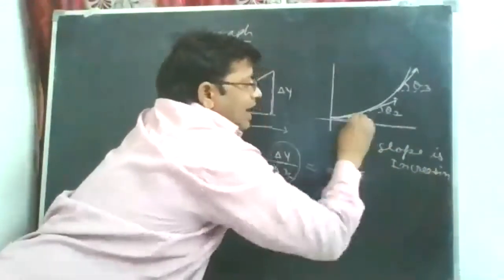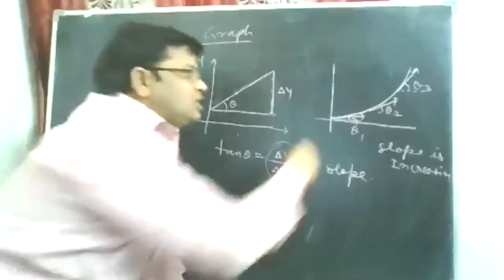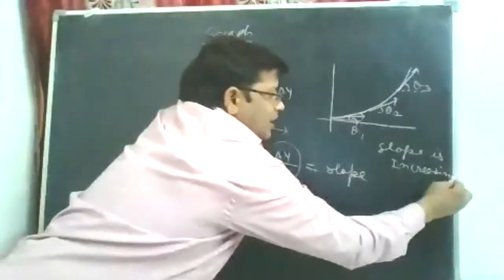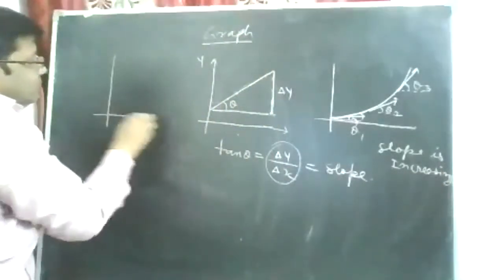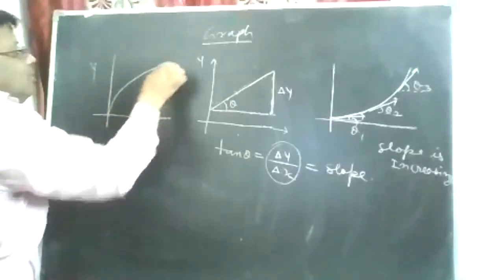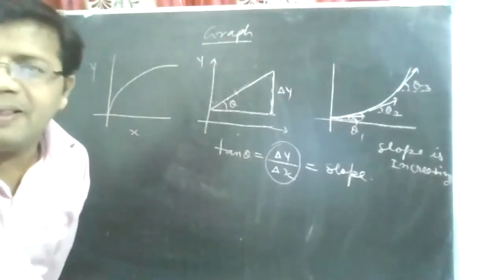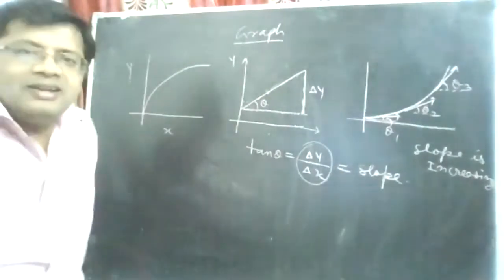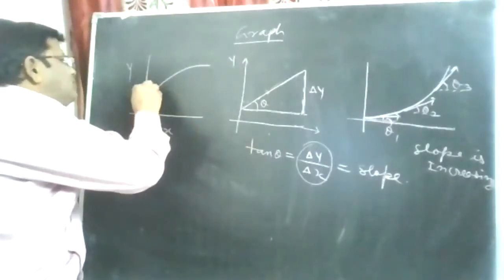But still the angle is acute. So beta, we can say that the slope remains positive but increasing. Now if you see this graph, this is the y-axis, this is the x-axis. Yes, beta, tell me whether the slope is decreasing or increasing in this third case. Decreasing, yes, beta.